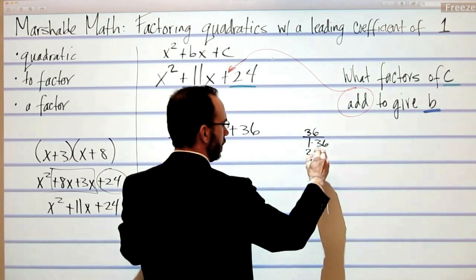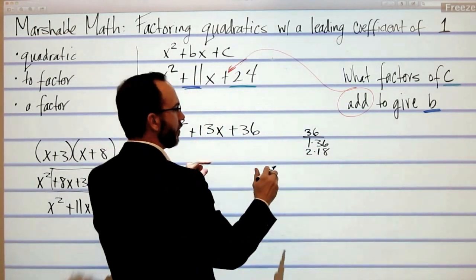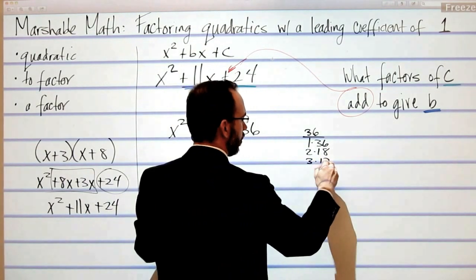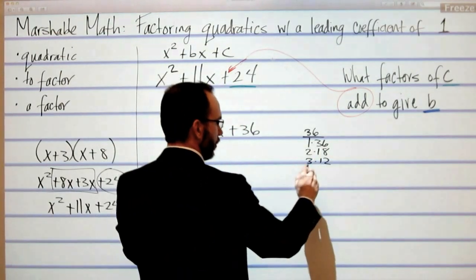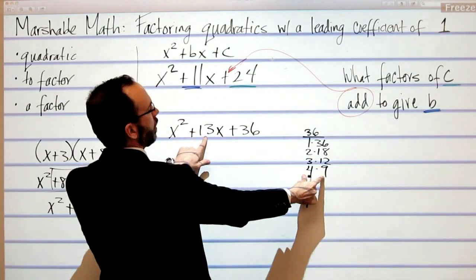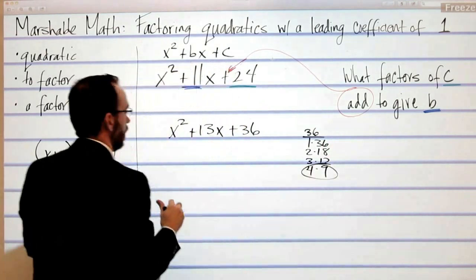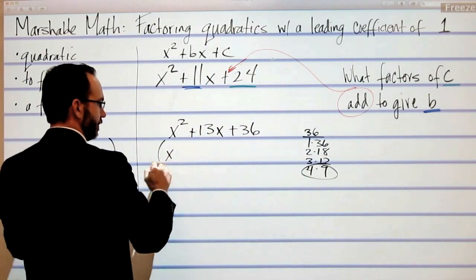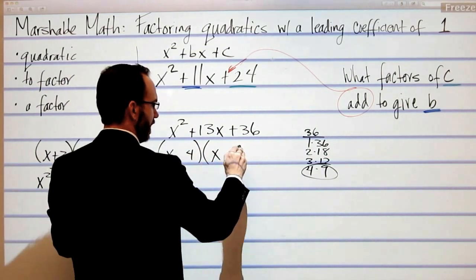2 and 18. No, not 13. 3 and 12. Well, 3 plus 12 is 15, but that's not 13. After 3 comes 4. 4 and 9. There we go. 4 plus 9 is 13. So here's my pair that I need, and I can stop. So I'm going to say then x and 4, and then x and 9.